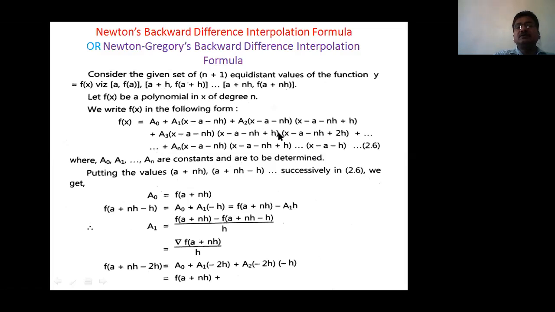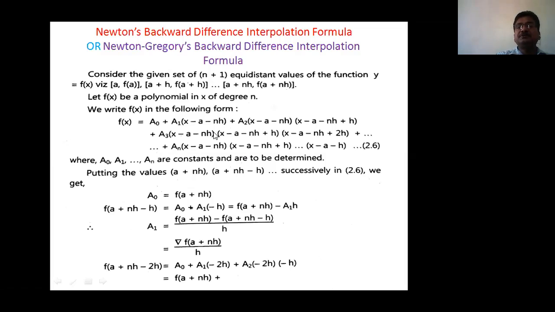So the coefficient of a2 is x minus last point, x minus second last point. Similarly, the coefficient of a3 is x minus last point, x minus second last point, and x minus third last point. The previous point is a plus nh minus h, and the third last point is a plus nh minus 2h. After the negative sign, we have this. So the coefficient of a3 is x minus last point, x minus second last point, x minus third last point.